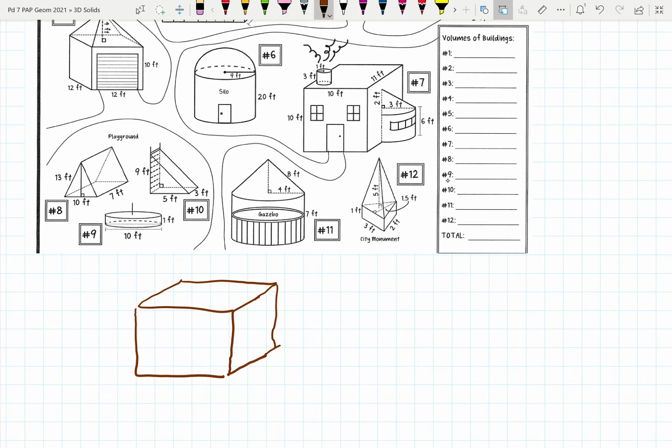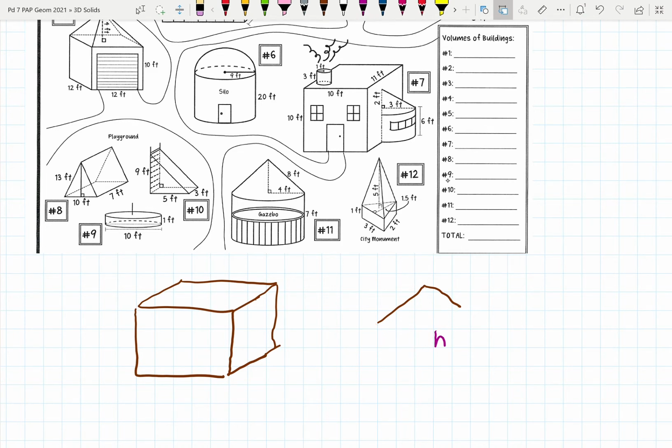Sitting on top of that is a triangular prism, and the triangular prism is not sitting on its base because the bases of the triangular prism are the triangles. So you need to make sure that when you're doing area of the base times the height for the volume, because that's how you find volume of a prism, the area of the base would be the area of the triangle and the height would be right here.